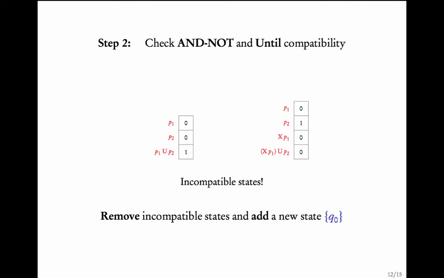Step 1, you listed down the sub-formulae and made states which look like columns. Now from these columns, remove the incompatible ones. You will now get a set of compatible states. These are going to be the states of your automaton. And to this set of states, add this new state Q0.